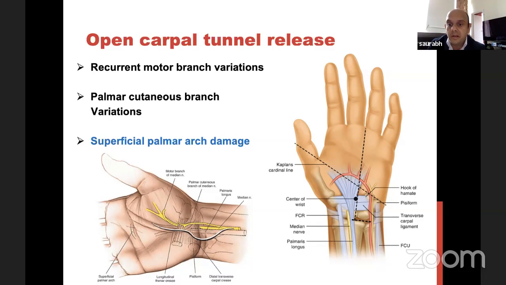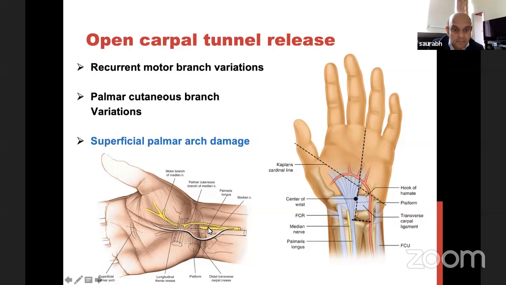So by mistake, when we are releasing the distal part of the transverse carpal ligament, if the scissors go a centimeter forwards, the superficial palmar arch can get damaged. And this is the reason, if you do carpal tunnels with a tourniquet, always take it off before you stitch the skin. If by chance the arch is damaged, then the idea is to extend your incision distally and ligate the arch. Very important. Other thing to remember is variations, motor branch variations, palmar cutaneous branch variations. Superficial palmar arch damage I've told you about.